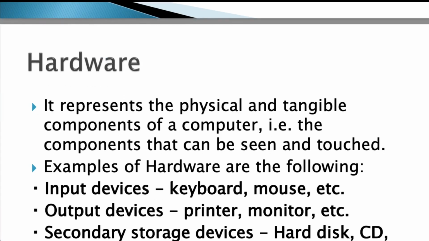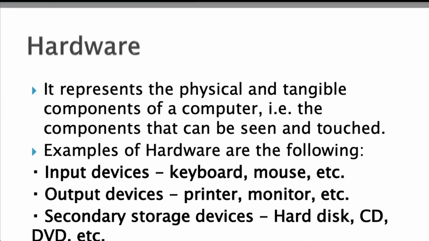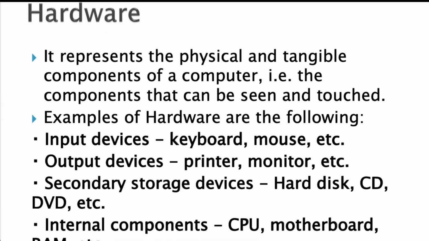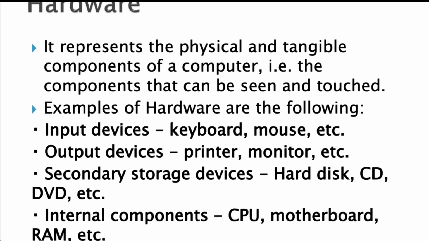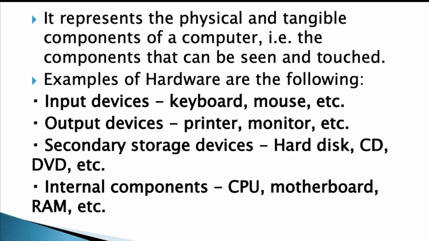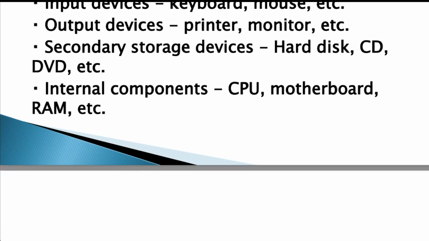Then what is hardware? Hardware is nothing but a physical and tangible component of a computer. So what is a physical and tangible component of a computer that you can see and touch? Like keyboards, mouses, printers, monitors, CDs, DVDs, hard disks, etc. There are certain internal components also like the CPU, the motherboard, RAM, and all these comprise what is called the hardware that makes up the computer.